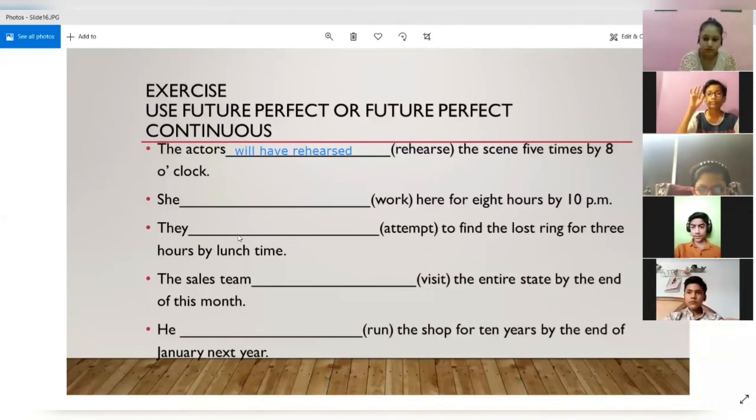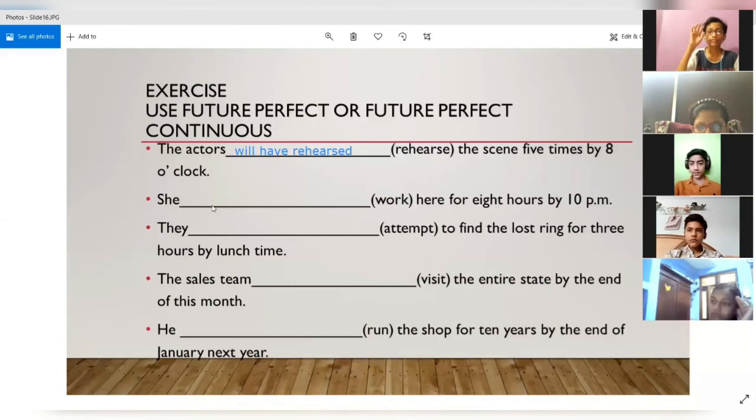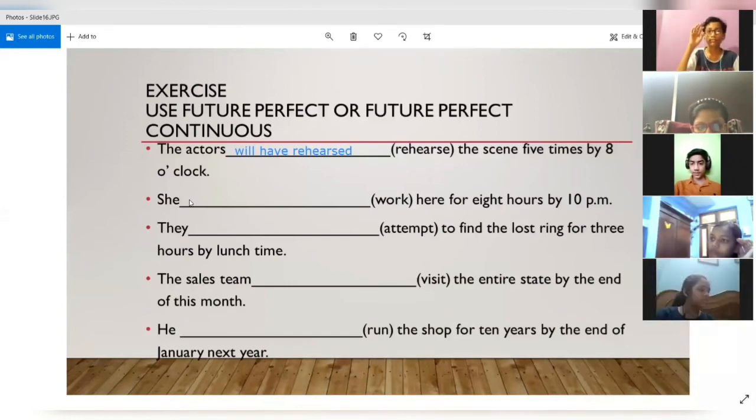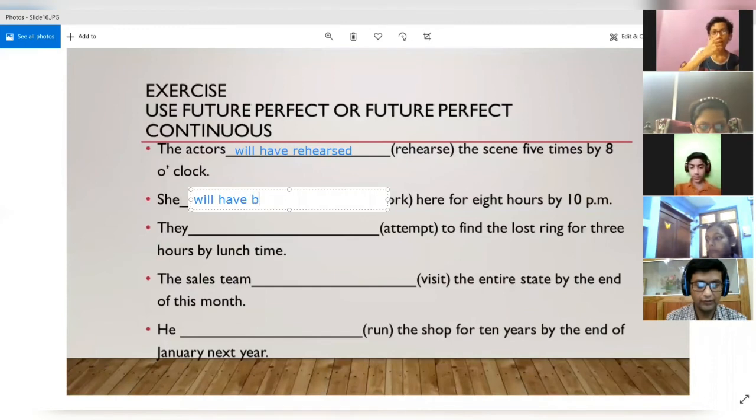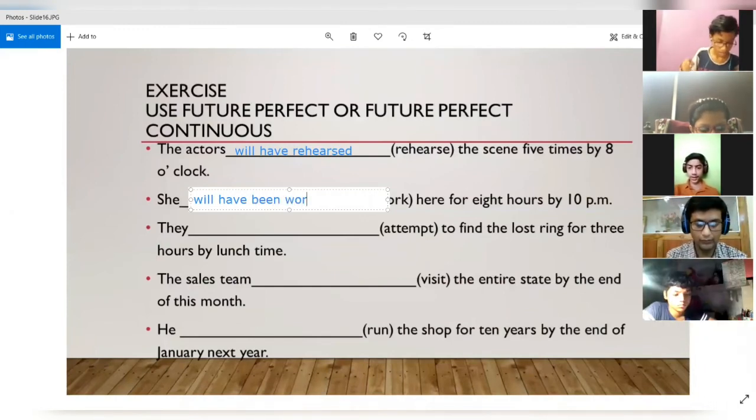She will work here for ED. It will have been working now. I don't have a lot of time. So she will have been working. All right. So now why are we using will have been working?